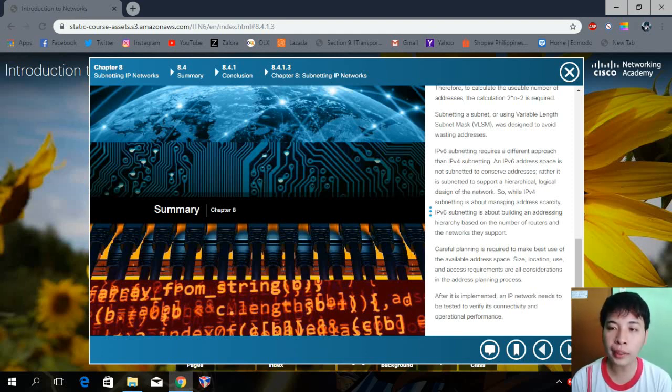Careful planning is required to make the best use of the available address space. Size, location, use, and access requirements are all considerations in the address planning process. After it is implemented, an IP network needs to be tested to verify its connectivity and operational performance. Chapter 8 is all about the subnetting of an IP version 4 network. We all know that subnetting is a practice of dividing a network into two or more smaller networks.